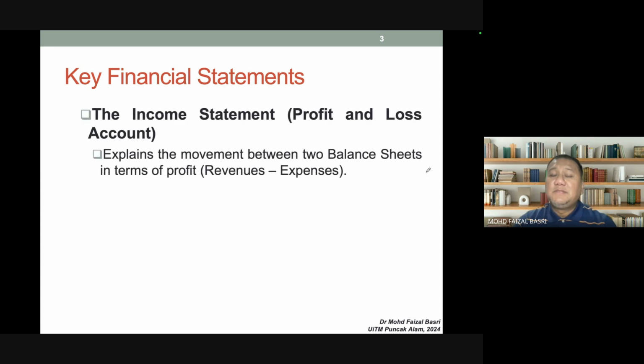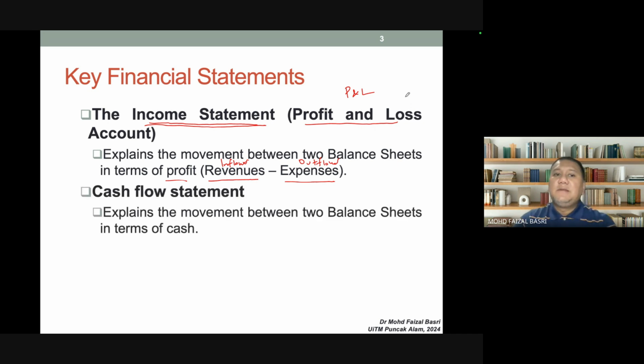The second document is the income statement, also known as the profit and loss account. Profit and loss we usually simplify as P&L, but if you look at annual reports nowadays, companies are using income statement as the main title for the report. In the income statement, we're going to see the changes and movements in terms of profit, whereby we take into consideration the revenues and all the expenses. Revenues represent all the inflows, money coming in, and the expenses represent all the outflows. If the revenues are higher than the expenses, then we're going to get profit. But the other way around, if the inflows are less than the outflows, then there's a possibility that the company might suffer loss.